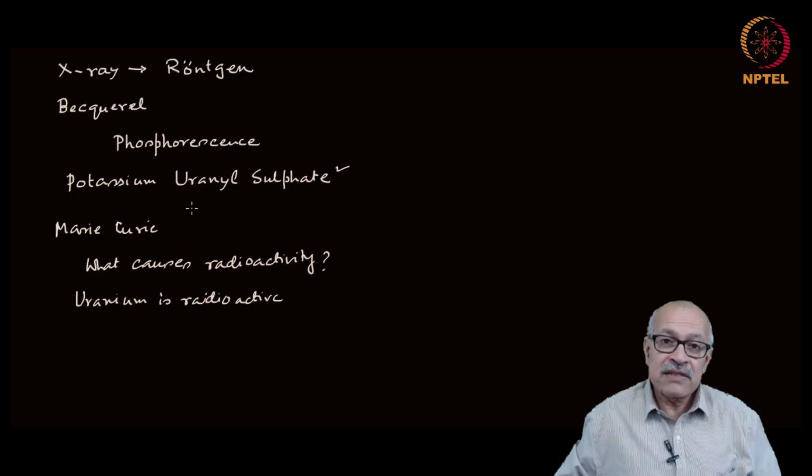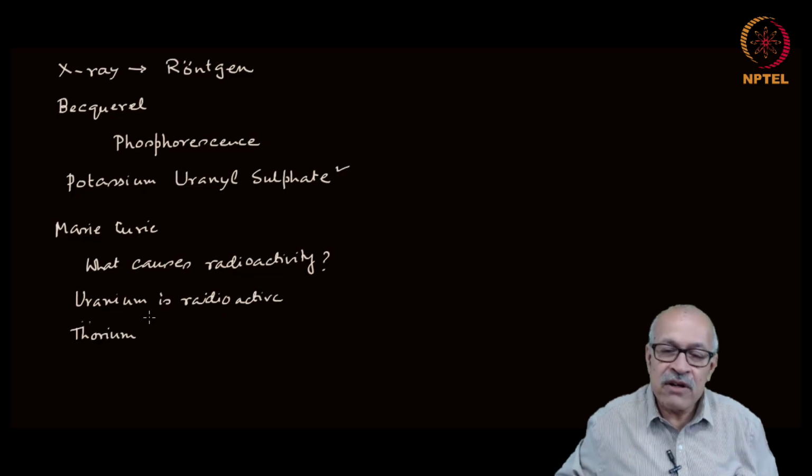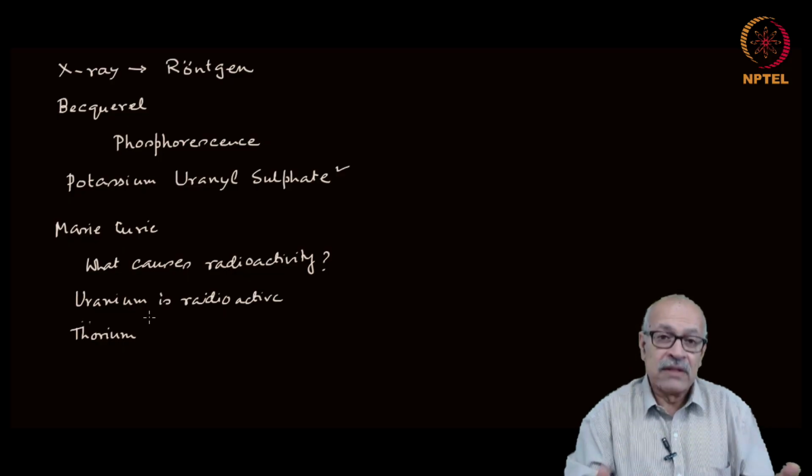What should they do next? She again asked, so uranium and thorium are radioactive. Is there any other radioactive material? Now, what would be her method?